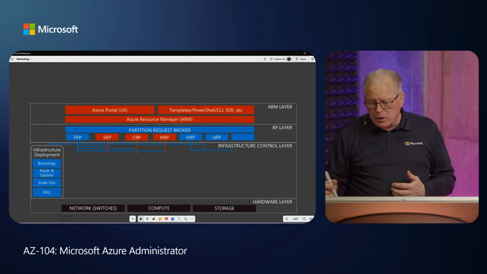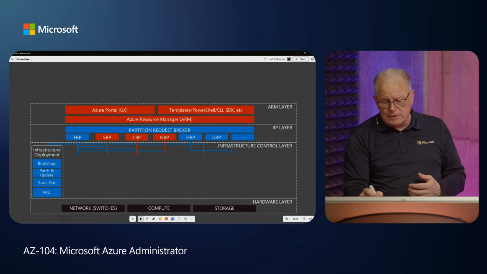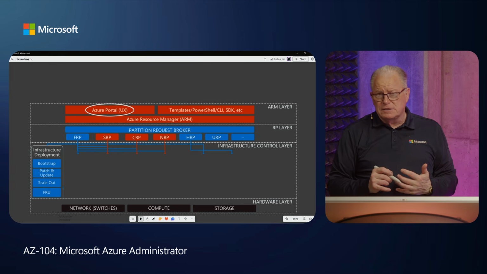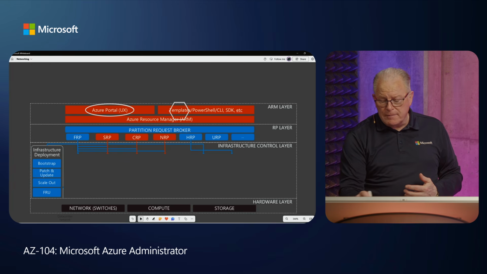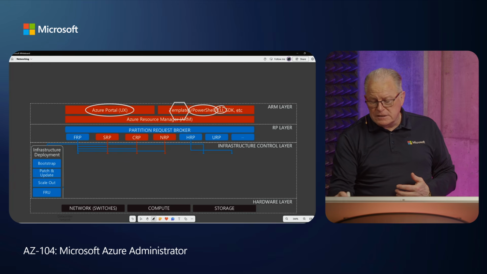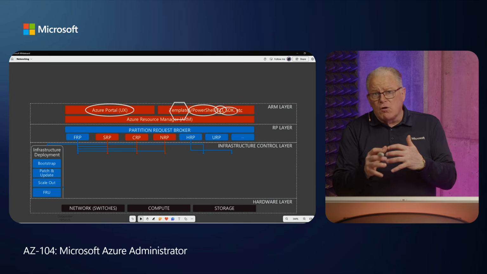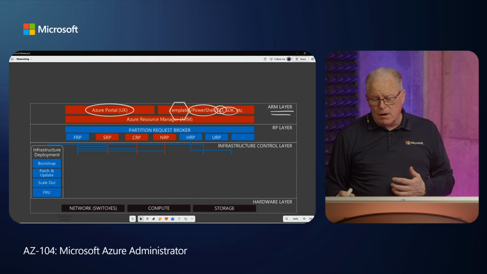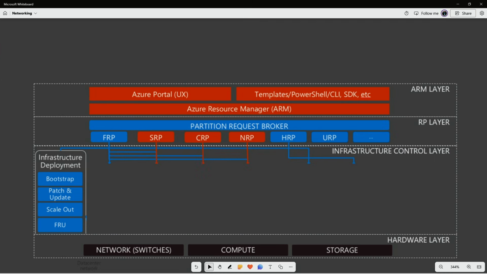But know that regardless of how you interact with Azure, whether it be through the portal, the graphical UI that I've been using in these demonstrations, whether it be through templates, whether it be through PowerShell, CLI, or the SDKs, these are all methods to interact with Azure, but they all have to come through this ARM layer. So if you wanted to create, say, a virtual machine, the request would have to pass through the ARM layer to actually get down into what are called resource providers.